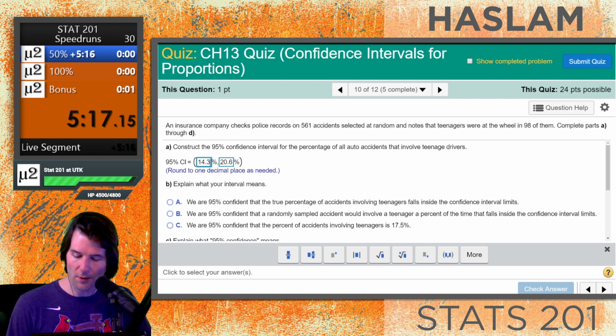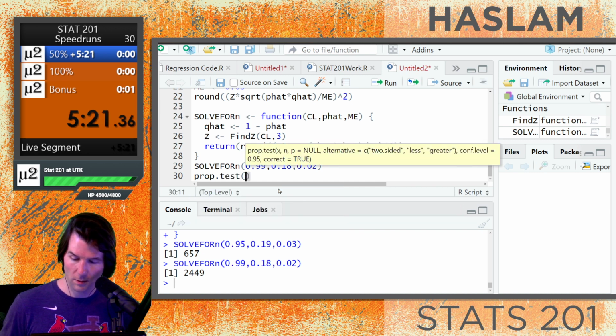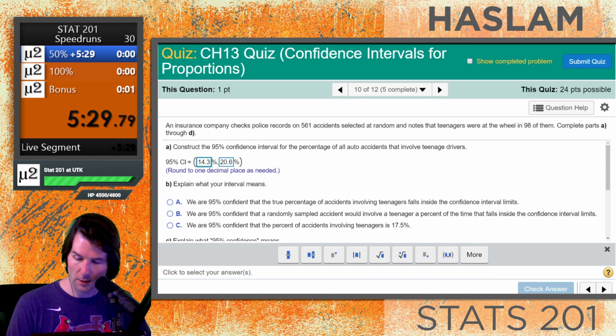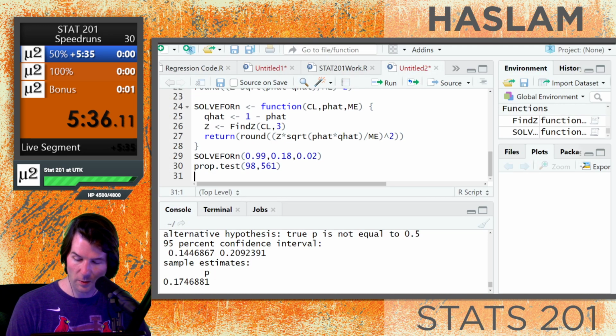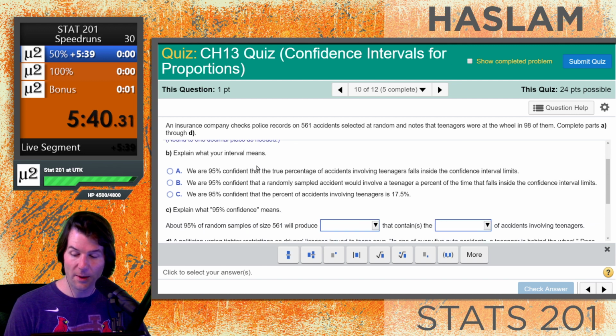I'm going to do something real quick inside of R. prop.test. Cool. X, n, and p. So x was equal to 98, and n was equal to 561. It gives 14.4 to 20.9, and it does 95 by default. But it uses chi-squared, so I don't know how accurate that is, and I can't use it unless I made a mistake in my math.